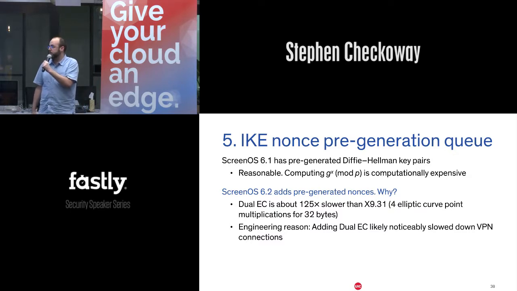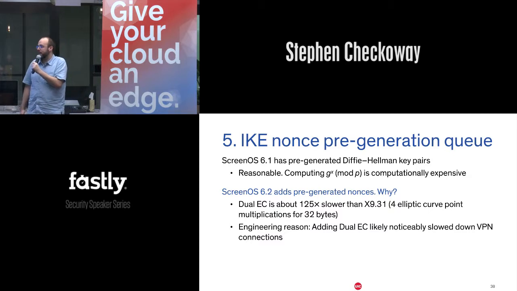So Dual EC is about 125 times slower than X9.31. At least that was true on my laptop. And I tried to write an implementation of Dual EC that was pretty good. I did the best I could. I wasn't using OpenSSL, which is what they were doing. So it's probably even slower on these appliances.